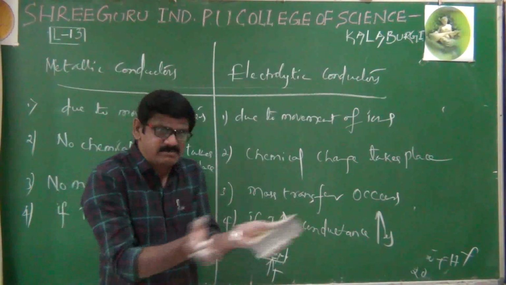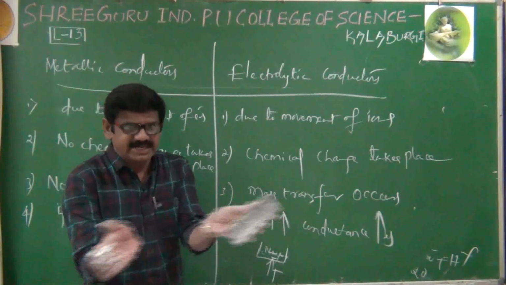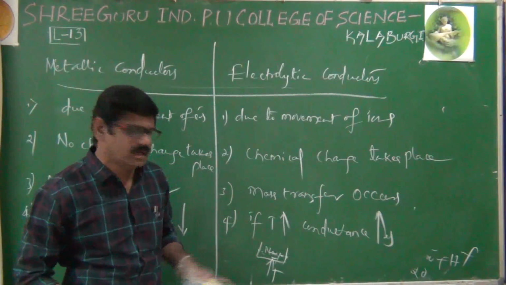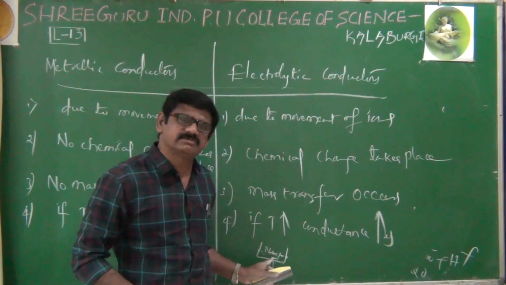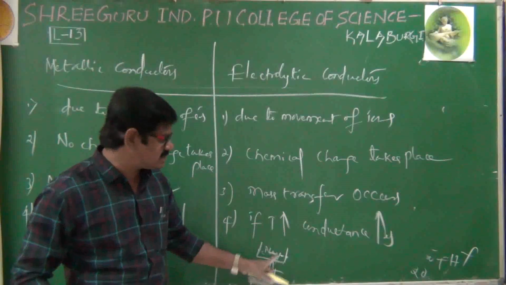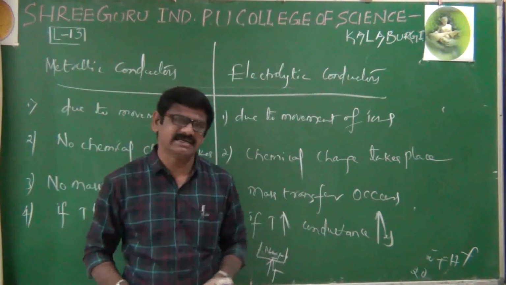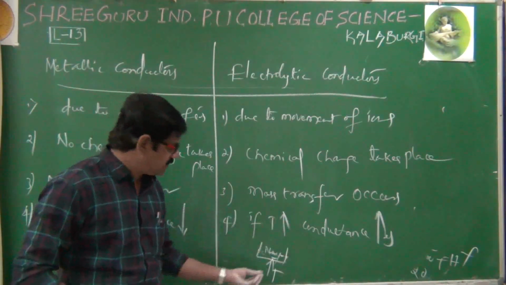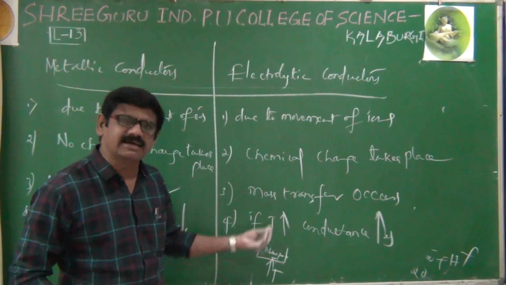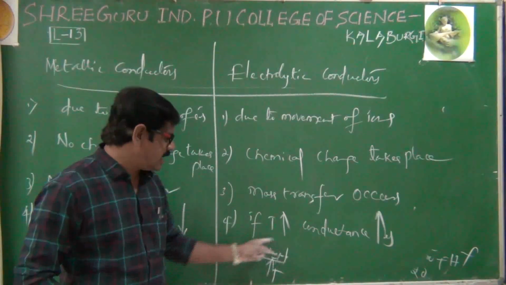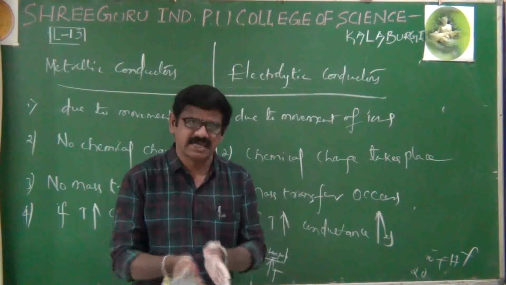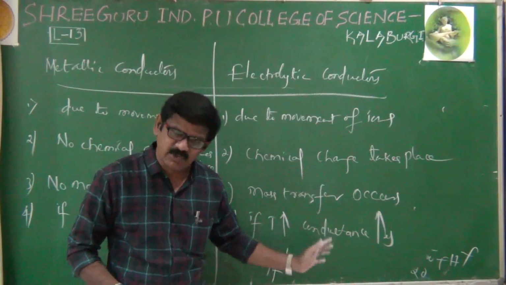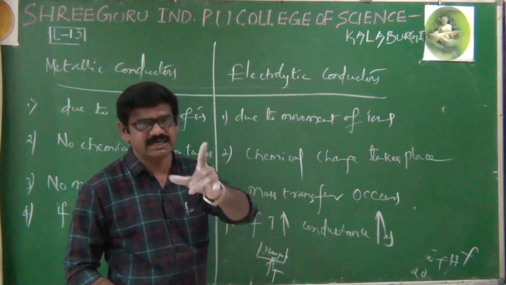automatically what happens? Decomposition increases. If decomposition of the electrolyte increases, automatically you will get more ions. More ions are available, and because of more ions, its conductance increases. To repeat, as far as electrolytic conductors are concerned, when you are heating, automatically its dissociation increases. If dissociation increases, more ions are available. Because of more ions, its conductance definitely increases.